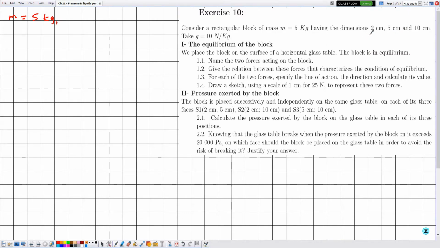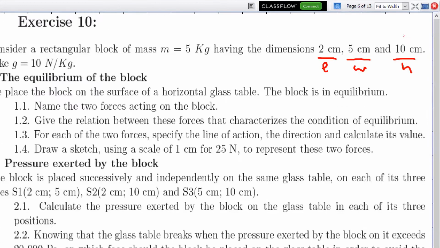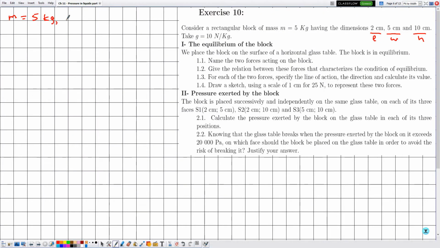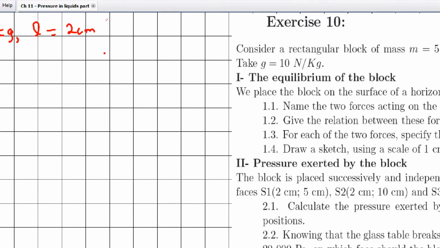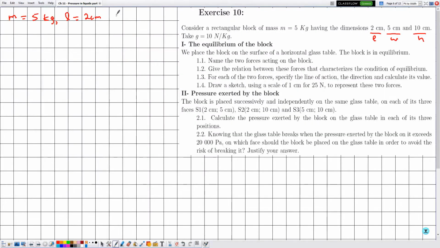So let's denote this by the length, and this by the width, and this by the height. It's not important which dimension is given by the length, the width and the height. So let's say that the length is given by 2 centimeters, knowing that centimeters is not a unit of length in the SI. In order to convert from centimeters to meters, we divide by 100. Then the length is 2 divided by 100, which is equal to 0.02 meters.